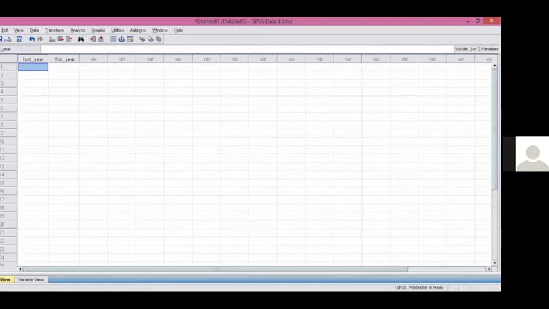In Data View, we have to type the data. Let me type the data here: 31, 14, 53, 18, 21, 44, 12, 36, 22, and finally 29. These are the last year observations.